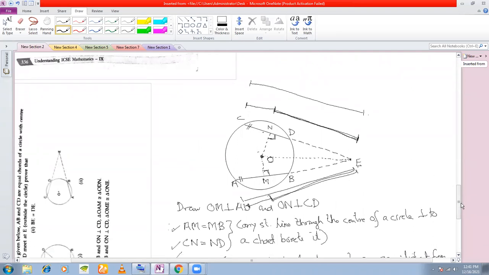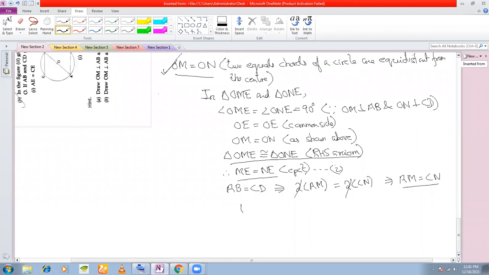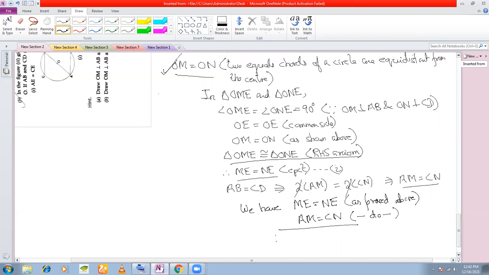So what I do here is ME is equal to NE, right? As proved above. And what do I have? AM equal to CN. This is also as proved above, right? Now what I do is I add these two. So I have ME plus AM is equal to NE plus CN. Right, here adding.